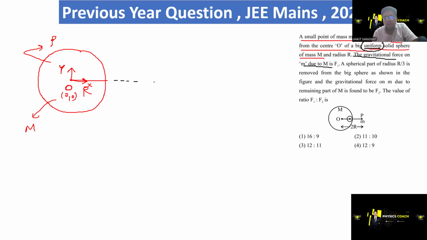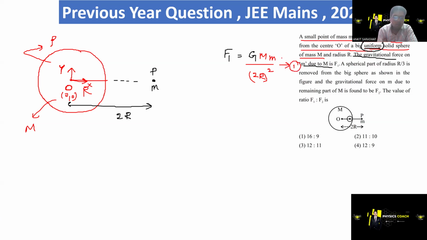So we have a mass m placed at a distance 2r from the center. Then F1 is how much? Since this sphere is symmetric, and Newton's law of gravitation is valid for a symmetric solid sphere, we can assume the entire mass is concentrated at a single point. So we can assume it to be a point mass. So F1 will be GMm by R square. Clear?